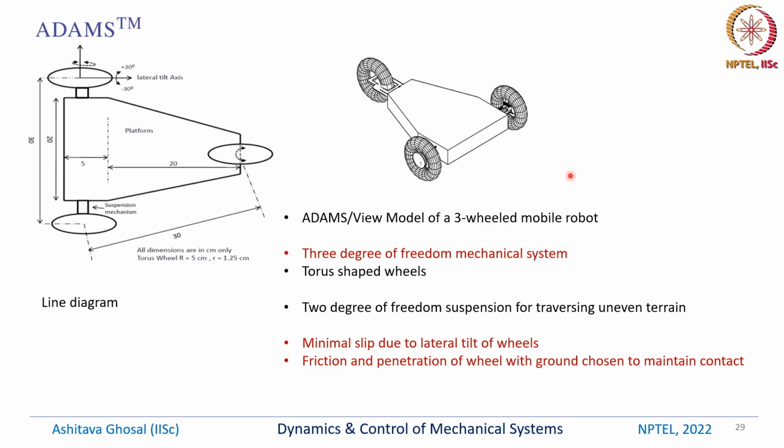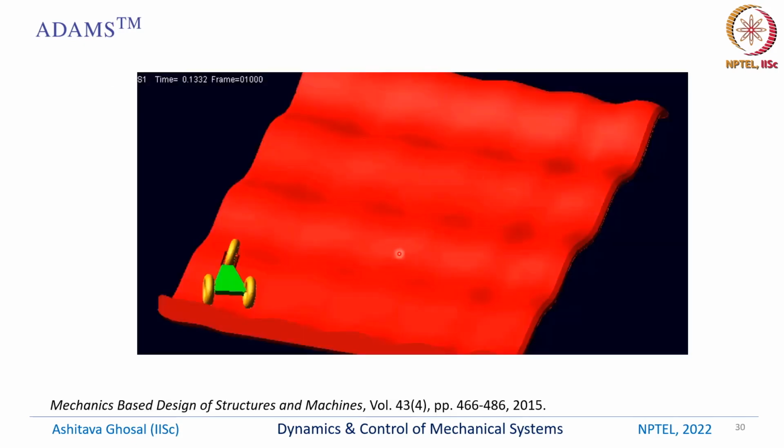So once you give these inputs to the wheel, which is these rotations here and the steering here, and then you make sure that the wheels are always on this uneven terrain, then you can see how this mobile robot will move. Okay, and here is a video of this mobile robot which is moving on this synthetically created uneven terrain, and all these simulations are done in Adams.